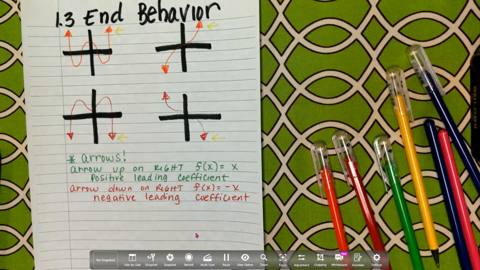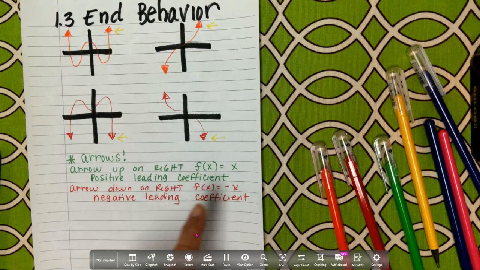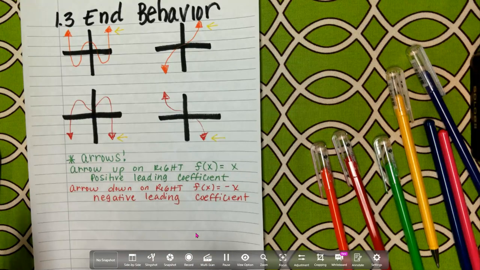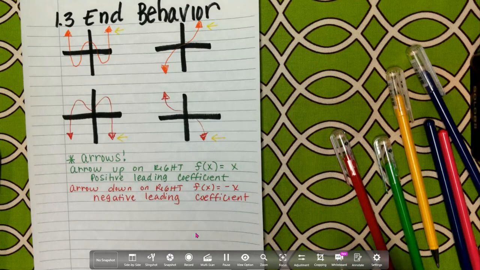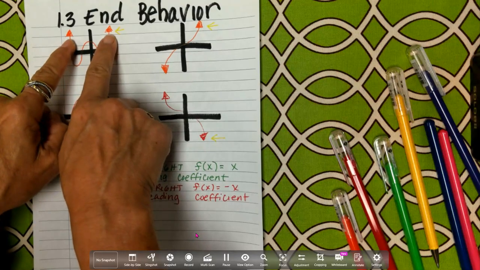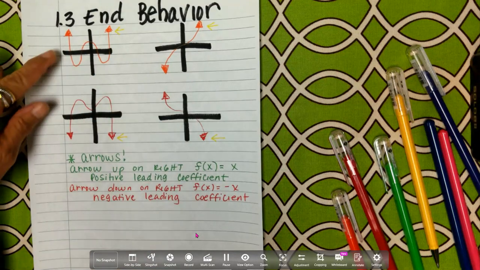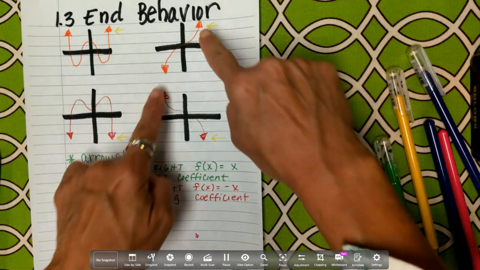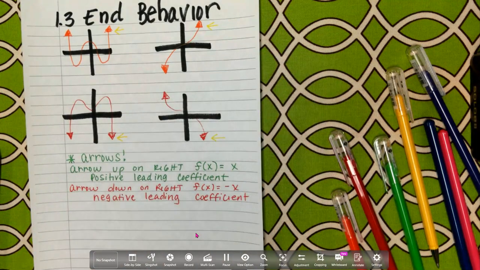One more thing before we start talking about end behavior. Not only can functions be positive or negative, they could also be even or odd. And I know we talked about that earlier when we were discussing symmetry. Now again, I know for sure that we are going to have an even and an odd based on the arrows. If you notice, both of my arrows are pointing in the same direction for this first graph. My arrows here are pointing in opposite directions.